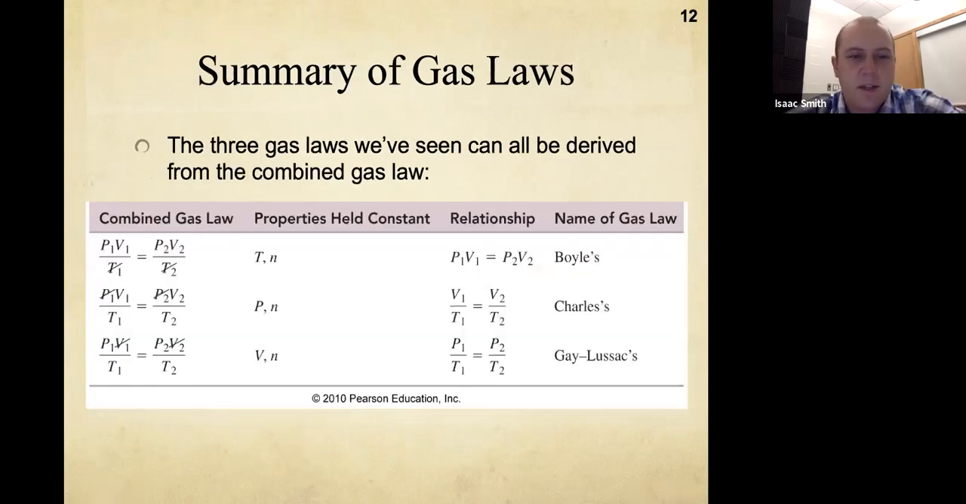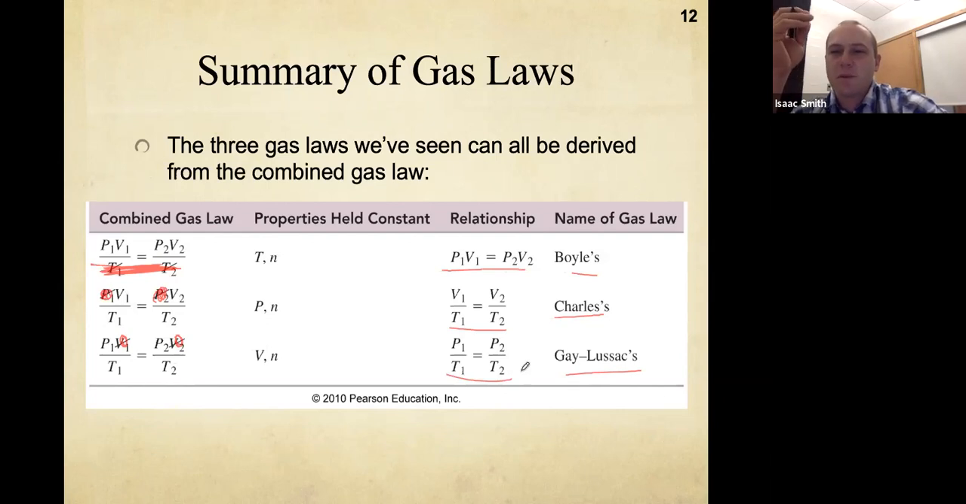Okay, so here's a summary. You can take the combined gas law and say, okay, well, if temperature is constant, right, cover this up right here on the bottom, then you have P1V1 equals P2V2, and that's Boyle's law, right? Let's say pressure is staying constant, then we can knock it out and you get V2 over T2 equals V1 over T1, and Charles' law, right? And then the same is true for volume. If you knock out volume, you get Guy-Lussac's law. So you can see they're very similar, very related.